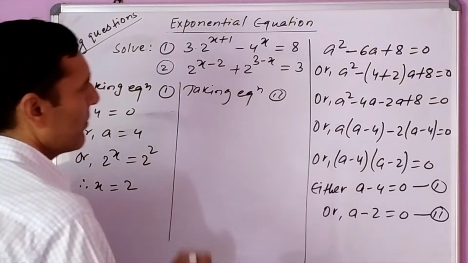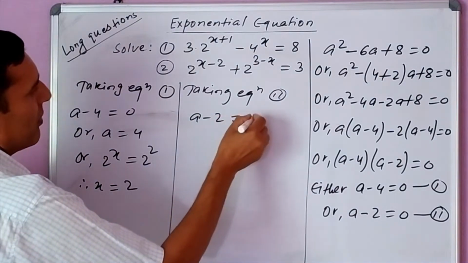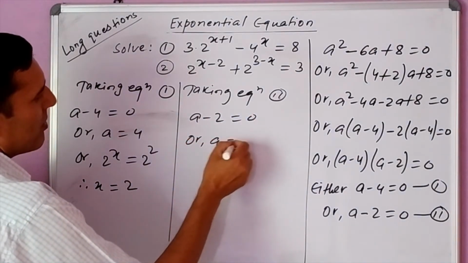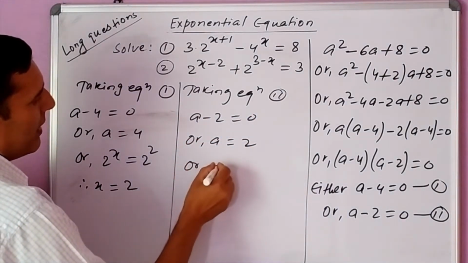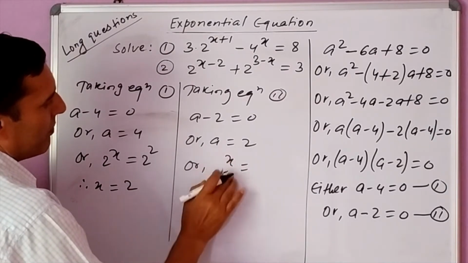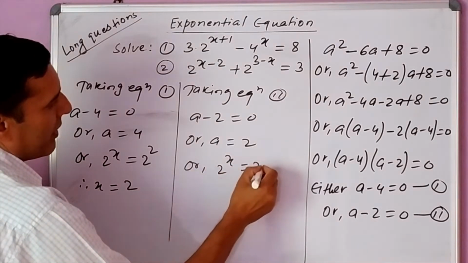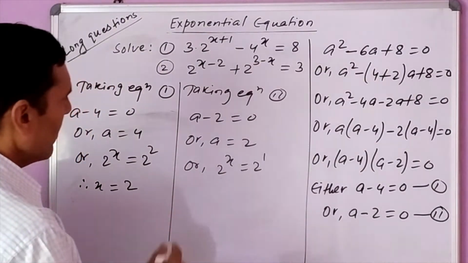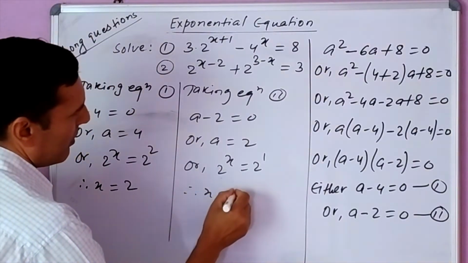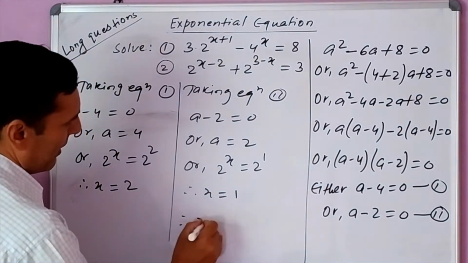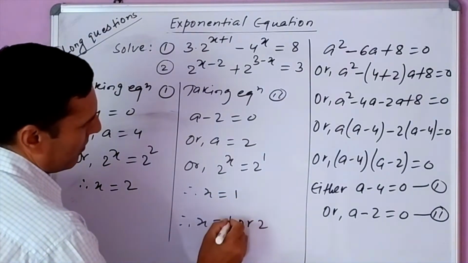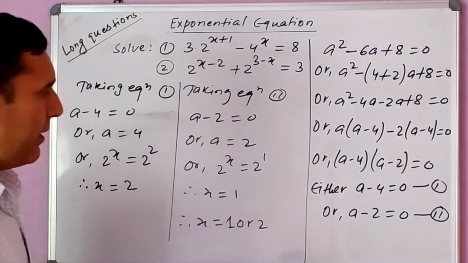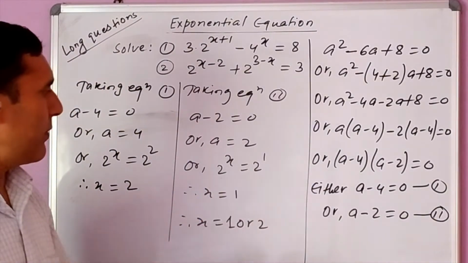Taking equation 2, a minus 2 is equal to 0 or a is equal to 2. What is a? A is 2 to the power x is equal to 2, and this 2 can be written as 2 to the power 1. Now we have the same base 2 here also, and therefore x is equal to 1. Therefore x is equal to 1 or 2. We get two values of x here.